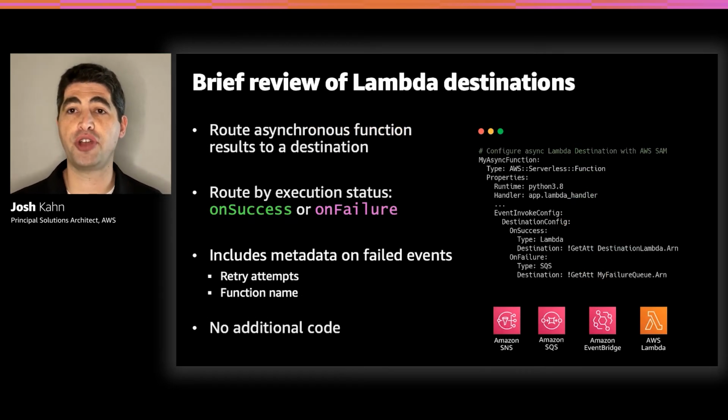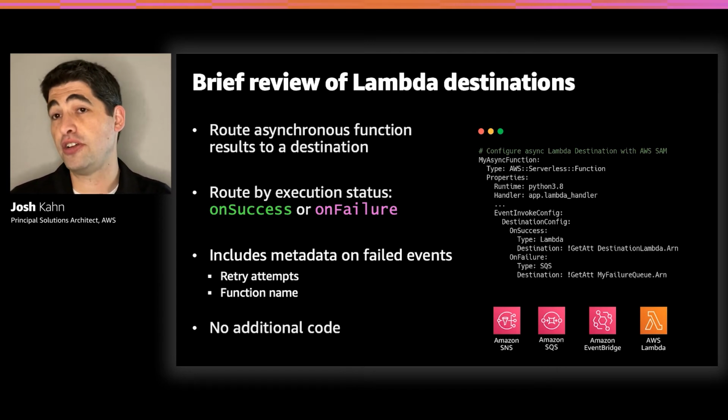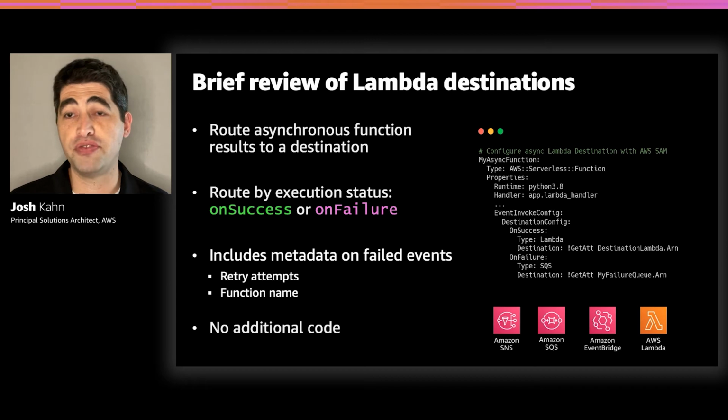Now, asynchronous invocation gives us an additional tool in the toolbox that we didn't have for synchronous invocations. And that's a feature called Lambda Destinations that was released at re:Invent 2019. Essentially what we can do with destinations is route the result of a function execution, whether it be successful or in our case a failure, automatically to an Amazon SNS topic, an SQS queue, an EventBridge event bus, or even another Lambda function without any additional code.